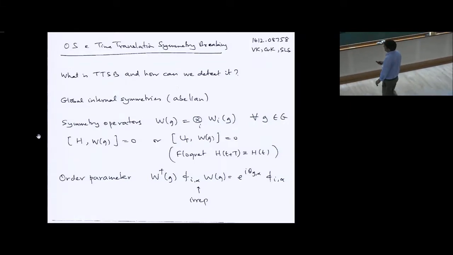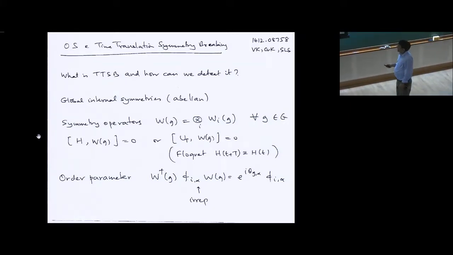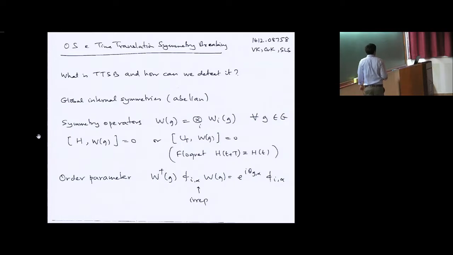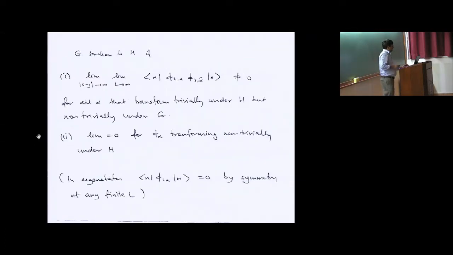So what's an order parameter? Well, it's some operator which transforms non-trivially under the action of the symmetries. It's abelian. It has to pick up some phase, which depends on the group element as well as on the irrep that the operator happens to fall in.